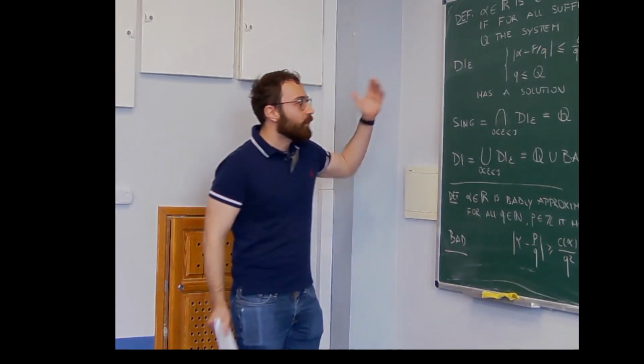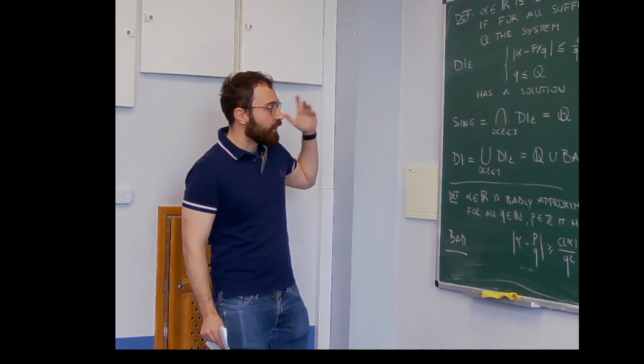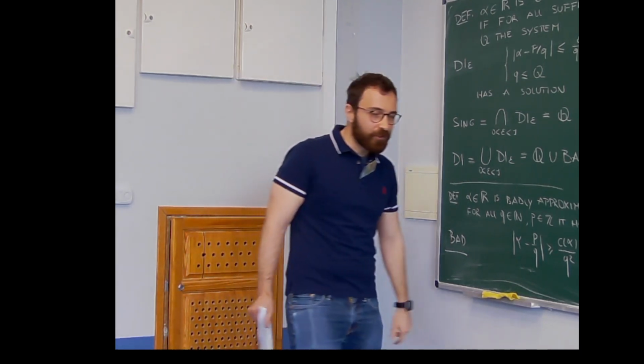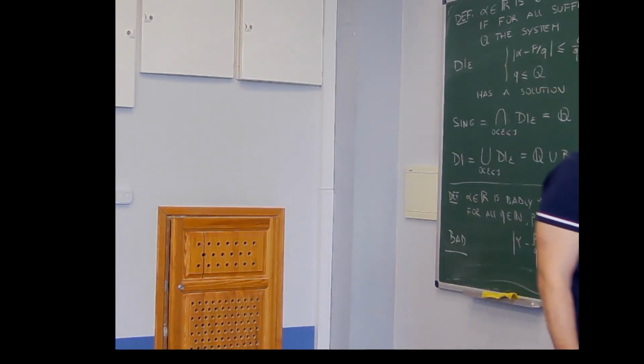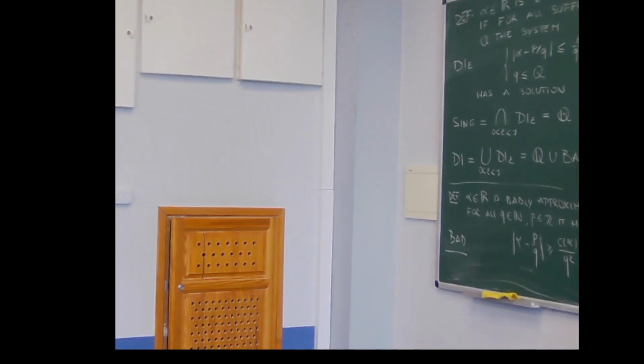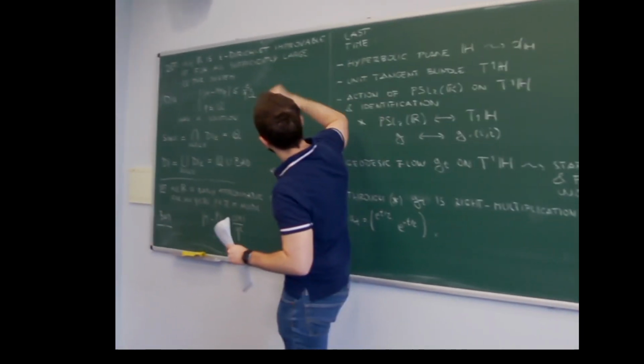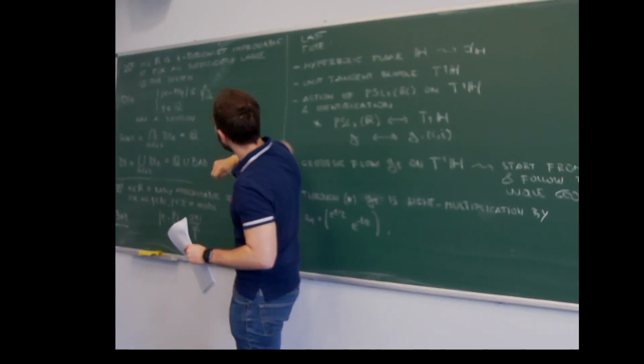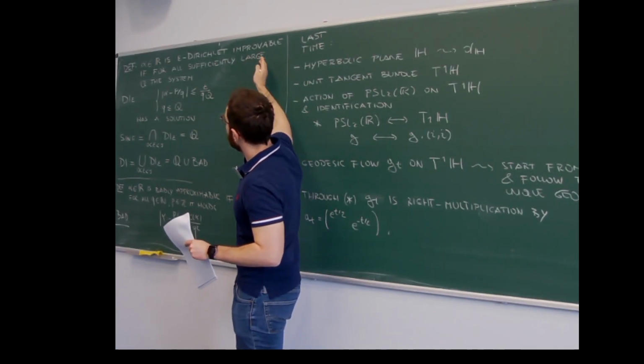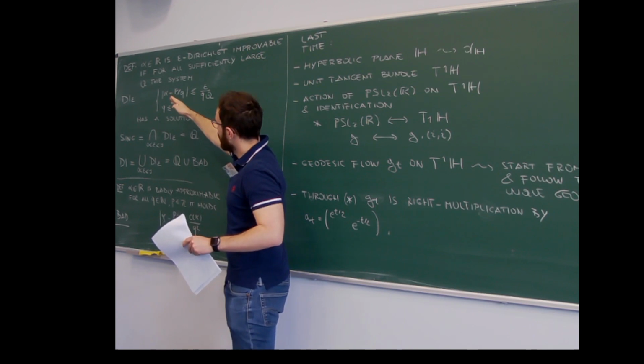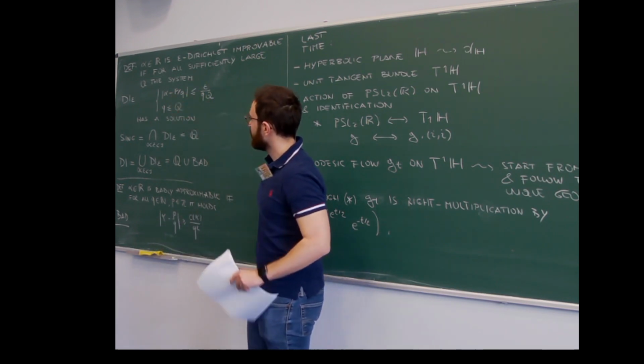Right. So last time we introduced Diophantine approximation, so approximation of real numbers with rational numbers, and some interesting categories of real numbers. So epsilon Dirichlet improvable numbers, which are numbers alpha in R, for which, for all sufficiently large Q, big Q, this system has a solution.